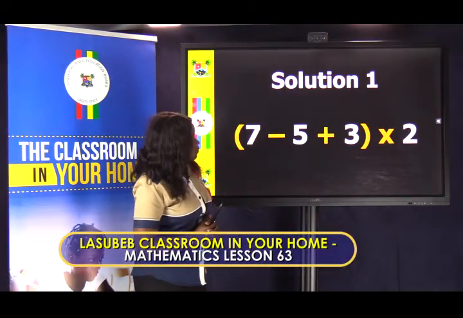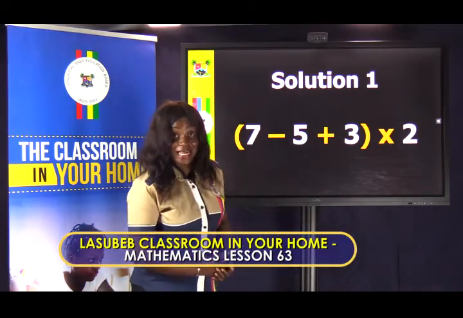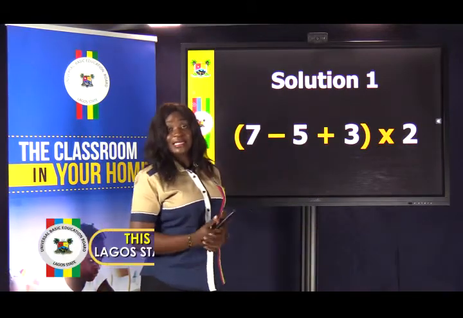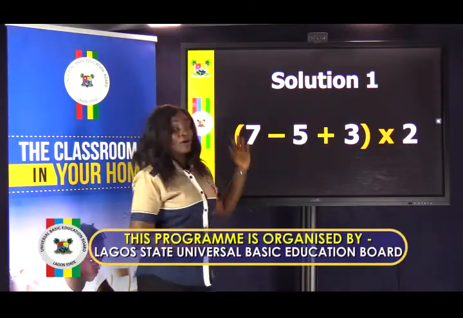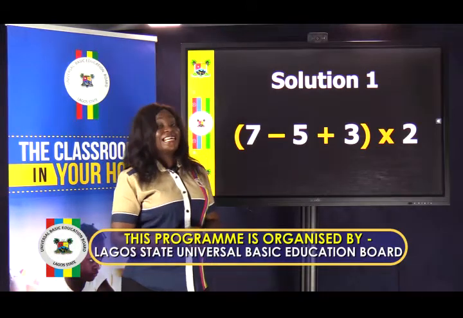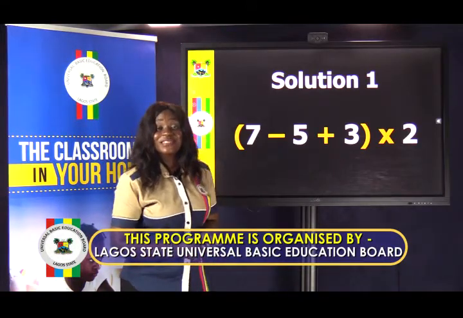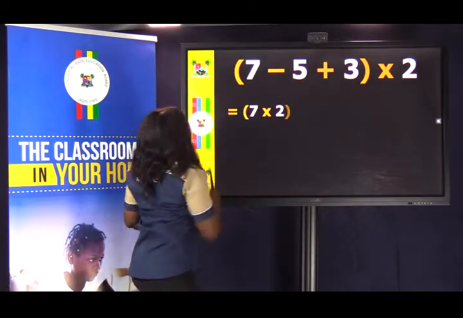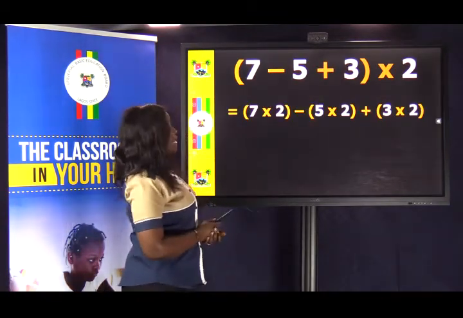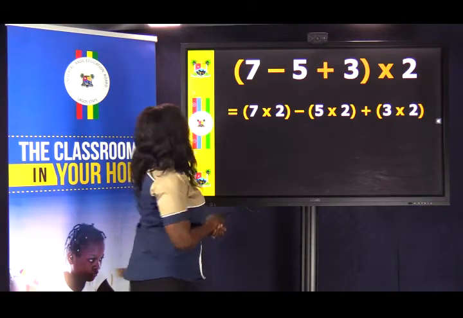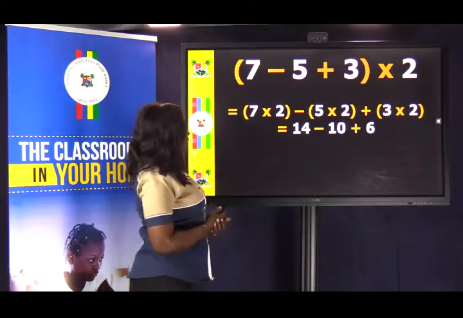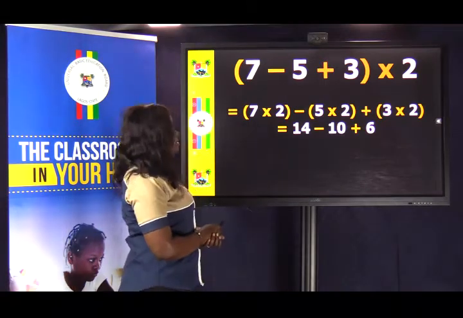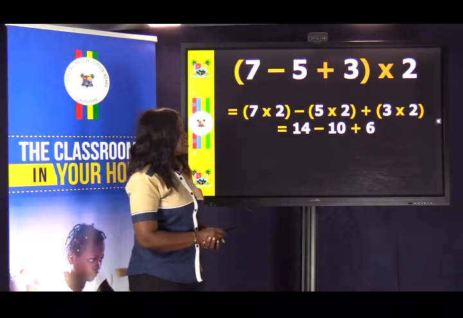7 minus 5 plus 3. Like I've always been asking, what are you supposed to do? You use the number outside the bracket, that is 2, to multiply all the numbers in the bracket, taking note of where your signs are. So we have 7 times 2 minus 5 times 2 plus 3 times 2. 7 times 2 is 14, minus 5 times 2 is 10, plus 3 times 2 is 6.